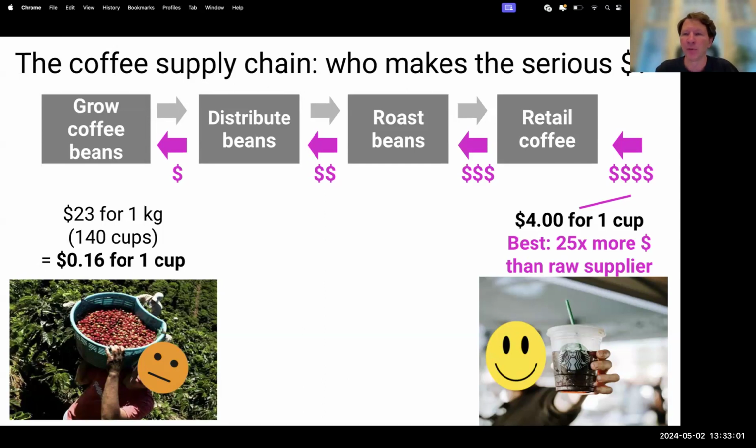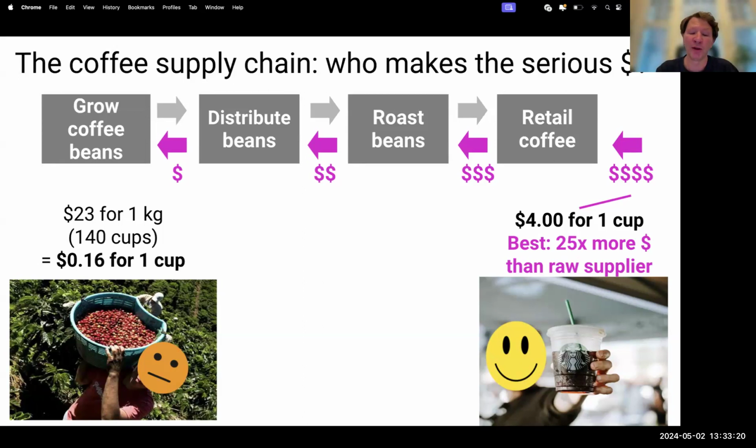So who makes the serious money? The coffee retailers, the Starbucks, and the mom and pop shops that have their books in order, right? And the roasters make pretty good money. The distributors make a little less money, but if they're efficient, they can do well. And the farmers themselves, growing the beans, it's tough, right?